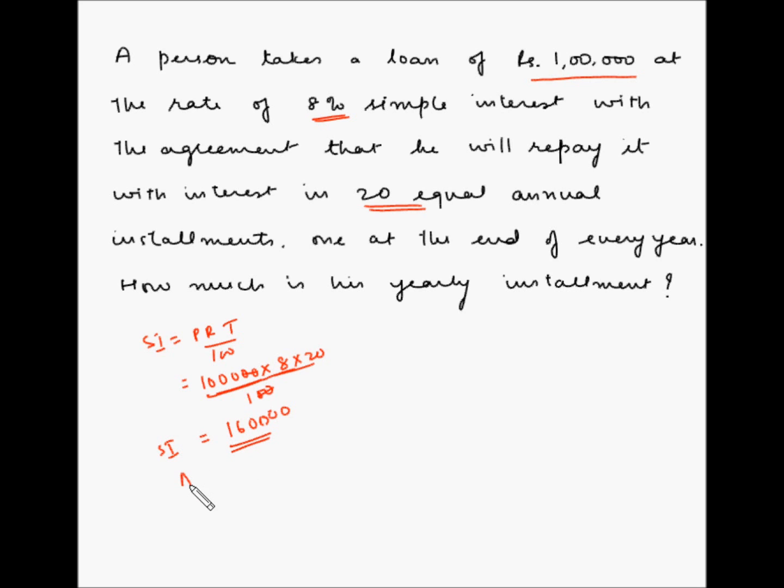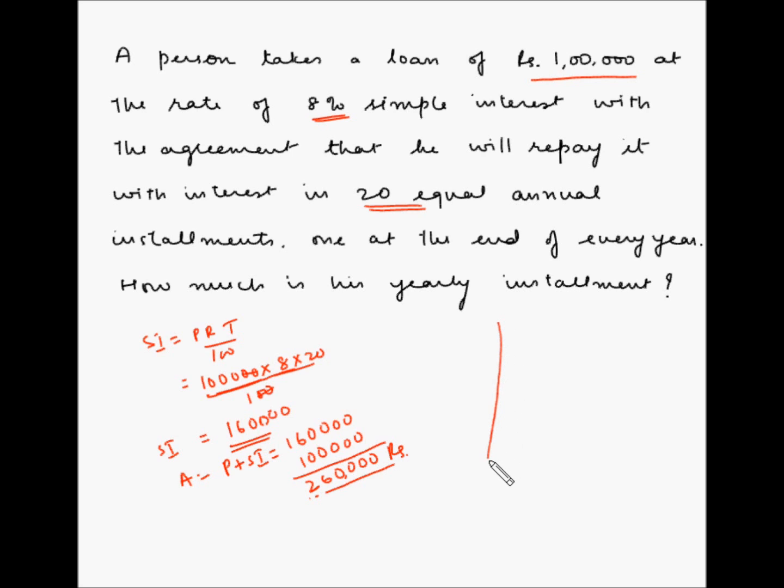So the amount is equal to principal plus simple interest, which will be equal to 160,000, which is the simple interest, plus the principal, which is 100,000. So this becomes 260,000. So 260,000 rupees. So let's now create a time scale.